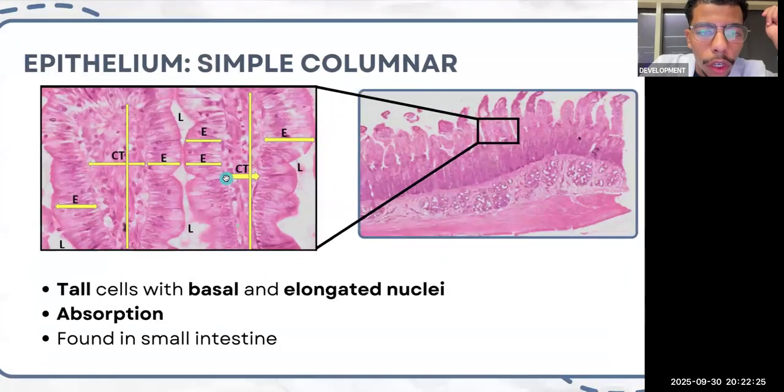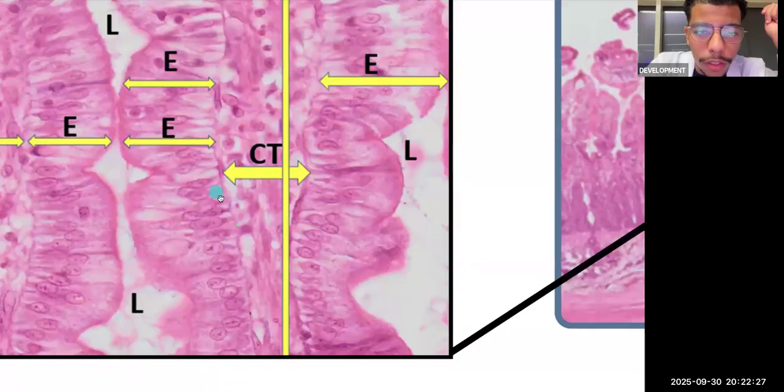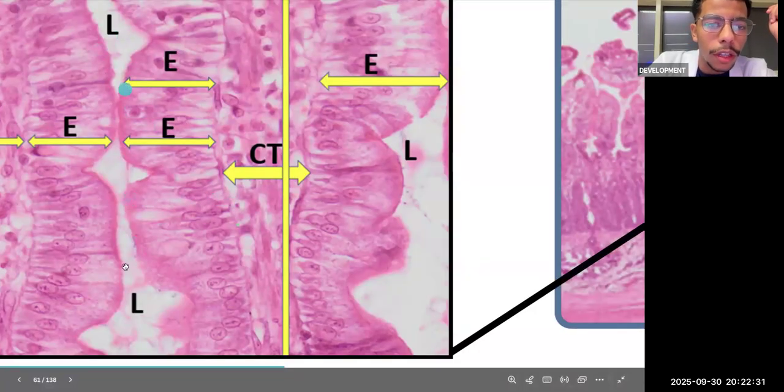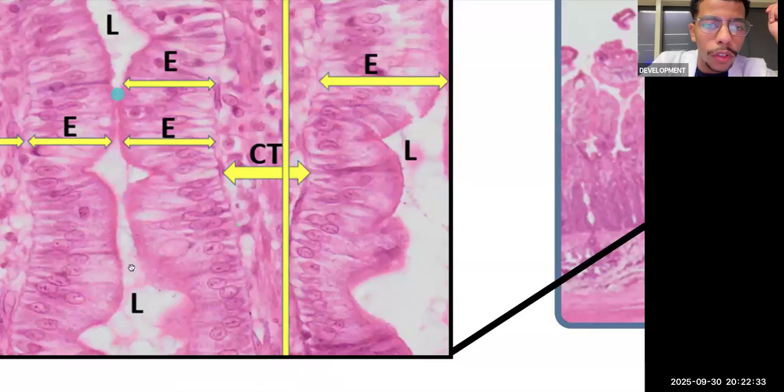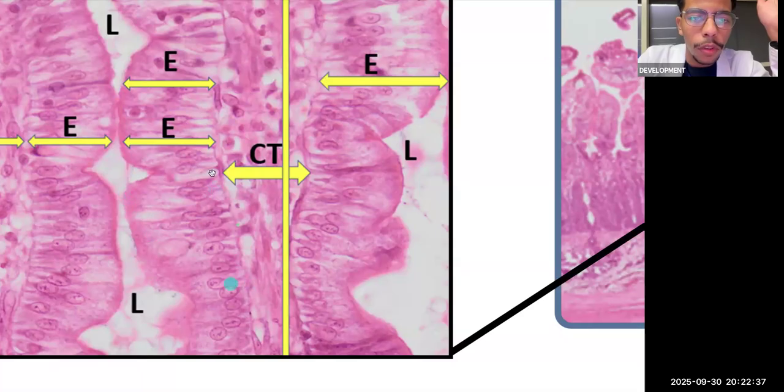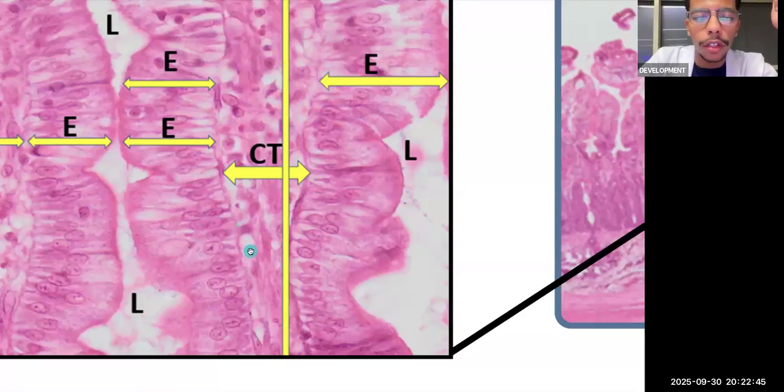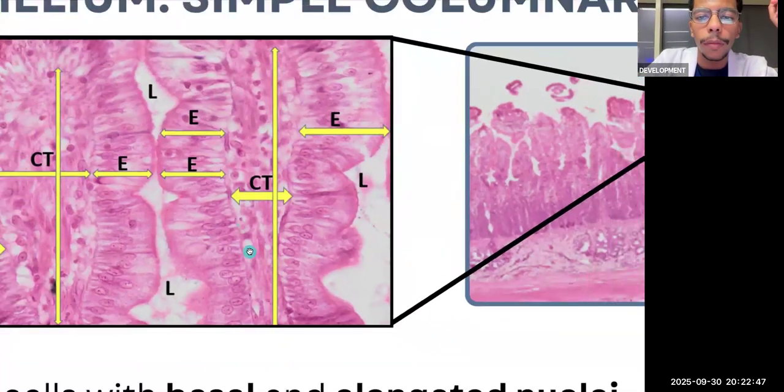And also the nuclei are towards what? The base. So here is the lumen. Can you guys see where it says L? This is the lumen. So this is the tube. This is the top part of the cell, and this is the bottom. The bottom part of the cell is called basal, the basal side. So the nuclei are basal nuclei. They're towards the bottom part of the cell, and they're elongated.